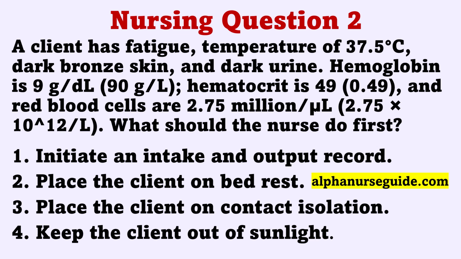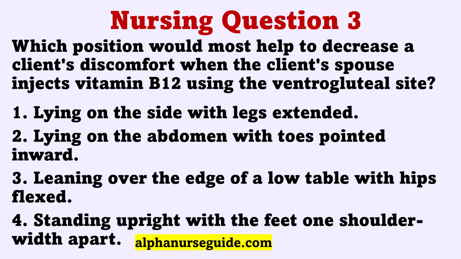by sunlight. Which position would most help to decrease a client's discomfort when the client's spouse injects vitamin B12 using the ventrogluteal site? 1. Lying on the side with legs extended. 2. Lying on the abdomen with toes pointed inward. 3. Leaning over the edge of a low table with hips flexed. 4. Standing upright with the feet one shoulder width apart.